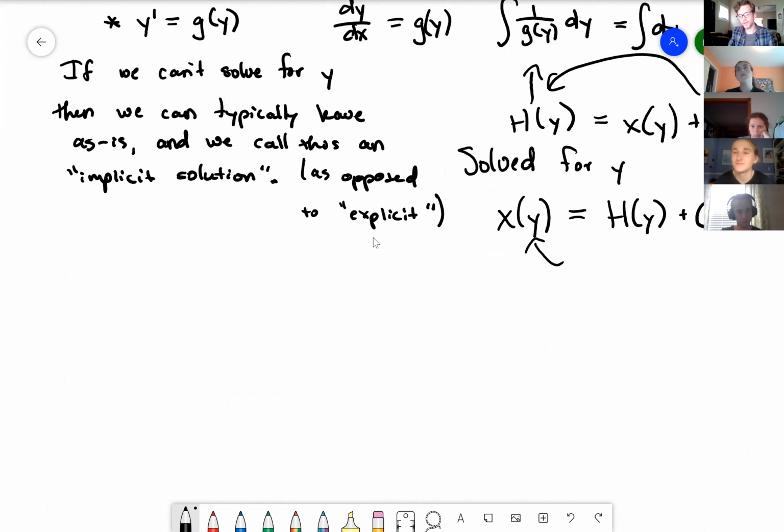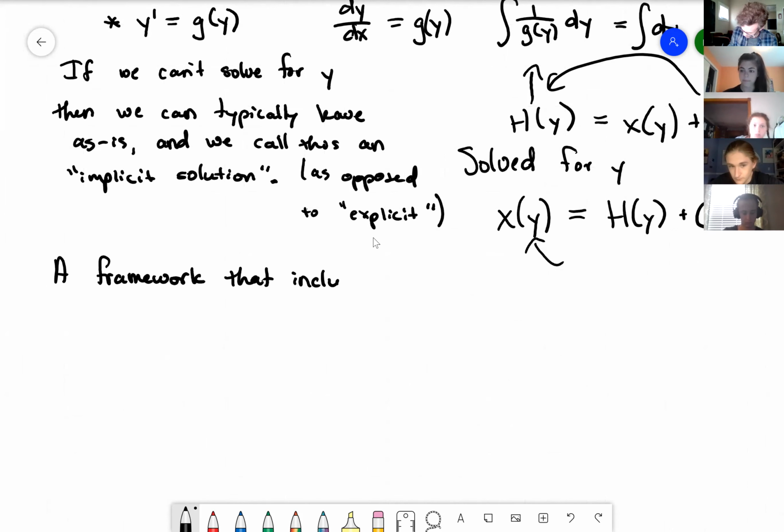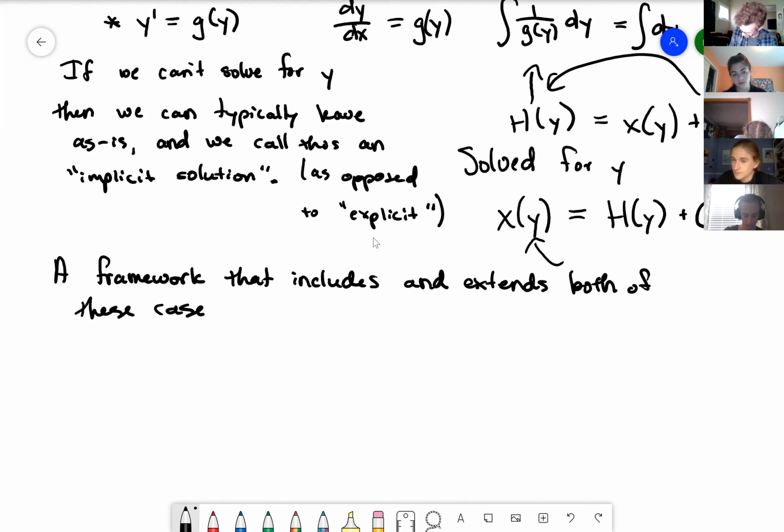Okay, today we're going to introduce a broader kind of first order ODE that includes both of these cases. So a framework that includes and extends both of these cases, and these are called separable ODEs.